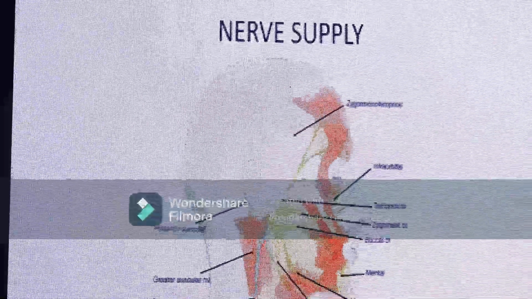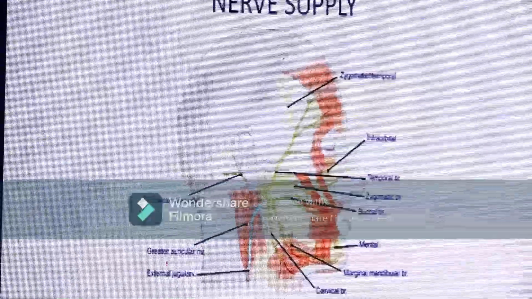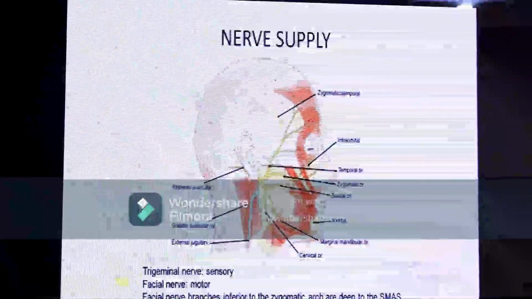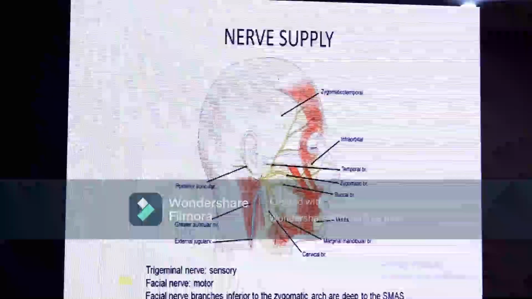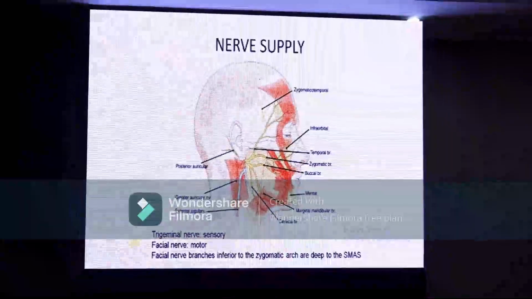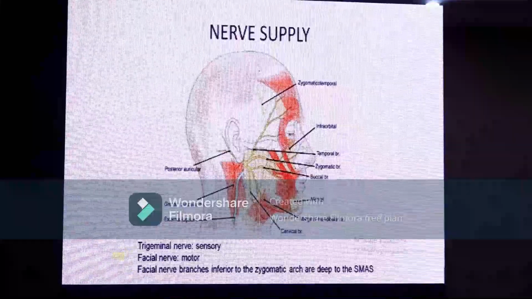Nerve supply: trigeminal nerve, which is a sensory nerve, and facial nerve is the motor nerve. Facial nerve branches lie inferior to the zygomatic arch and they are deep to SMAS, so we are not going to disturb these nerves.